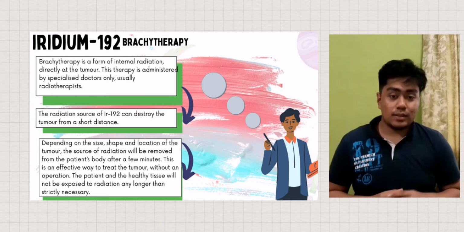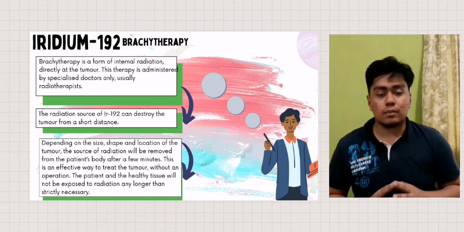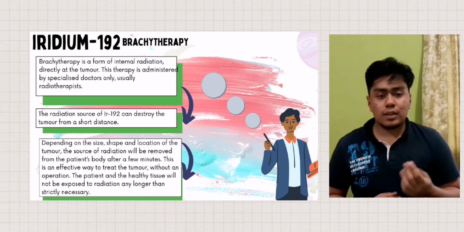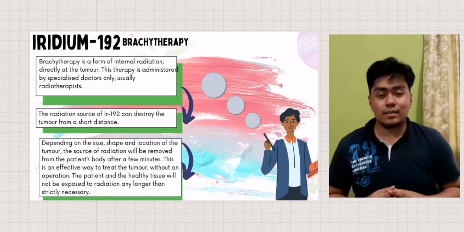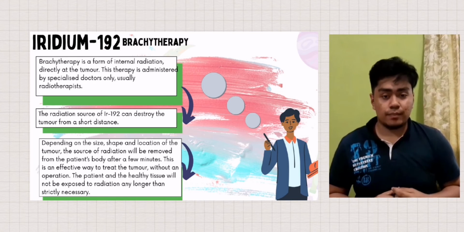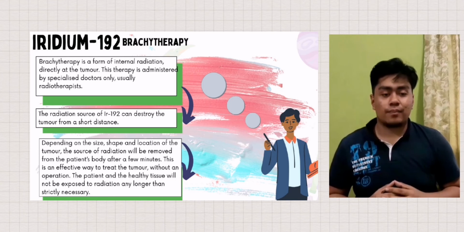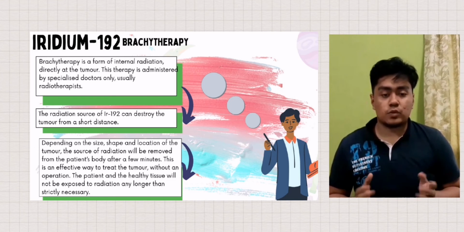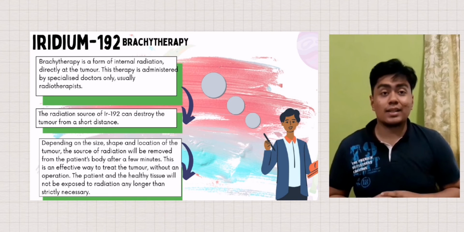Depending on the size, shape and location of the tumor, the source of radiation will be removed from the patient's body after a few minutes. This is an effective way to treat the tumor without an operation. The patient and the healthy tissue will not be exposed to radiation any longer than strictly necessary.